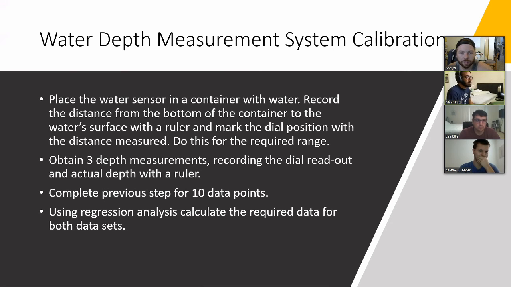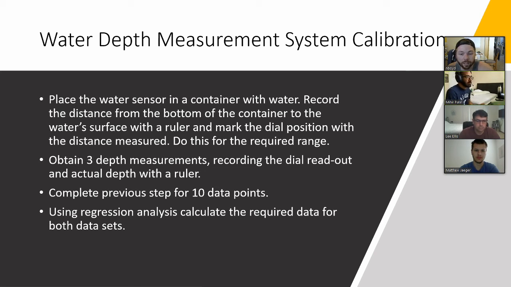Water depth measurements and system calibration. First, place the water sensor in a container with water. Record the distance from the bottom of the container to the water's surface with a ruler, and mark the dial position with the distance measured. Do this for the required range.